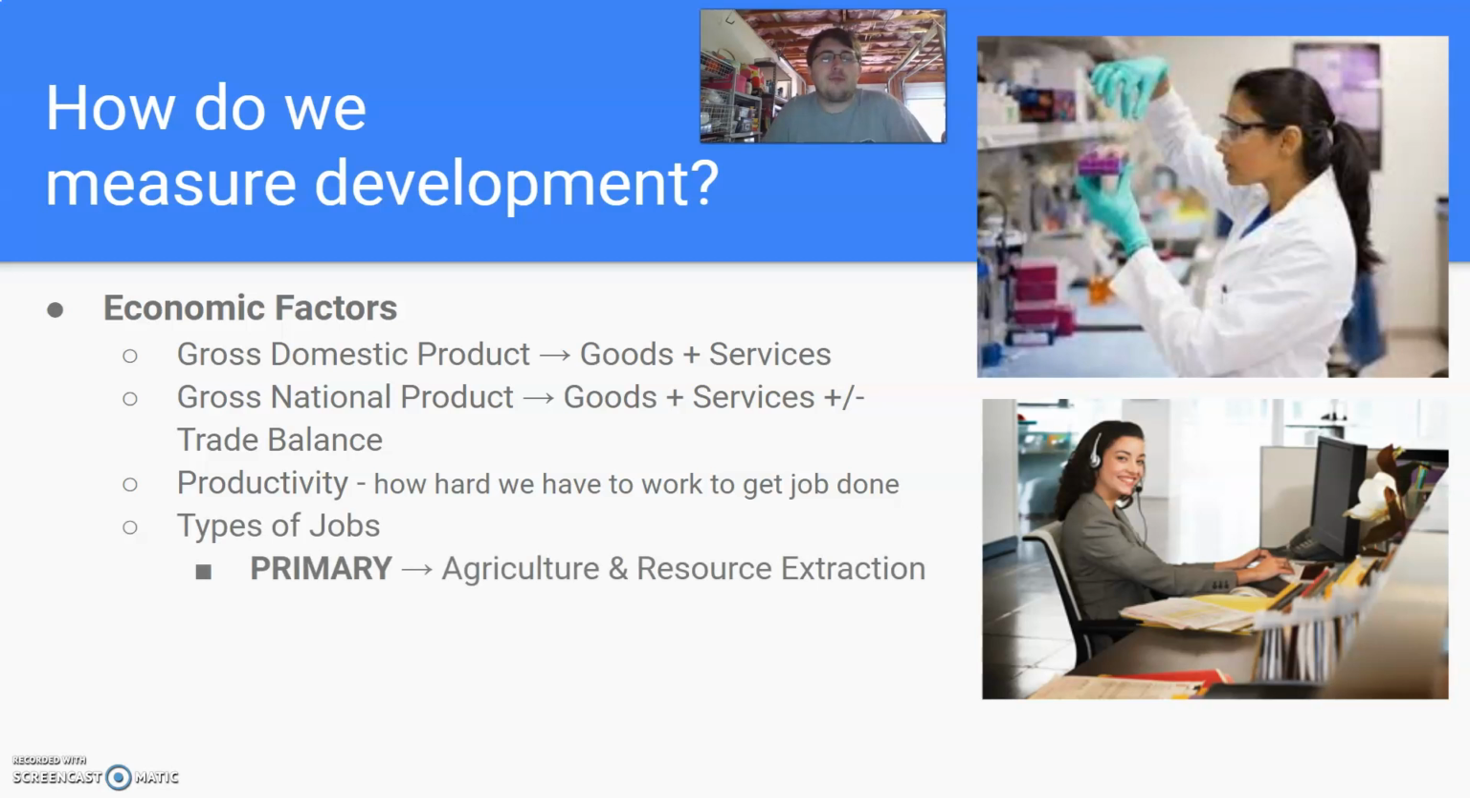So we also look at the types of jobs that a country has, and this is important vocab for you. We look at the primary sector, which is basically agriculture, any job involving an agricultural position, and also resource extraction. So if we're getting something out of the ground, we call that a primary sector job. So fishing, or pulling the fish out, right? Mining, taking anything out of the ground, those would classify as primary sector jobs. And a developed country is going to have less of those than these other two sectors. Secondary sector is just manufacturing, so anything having to do with a factory or industrial setting is going to be secondary.